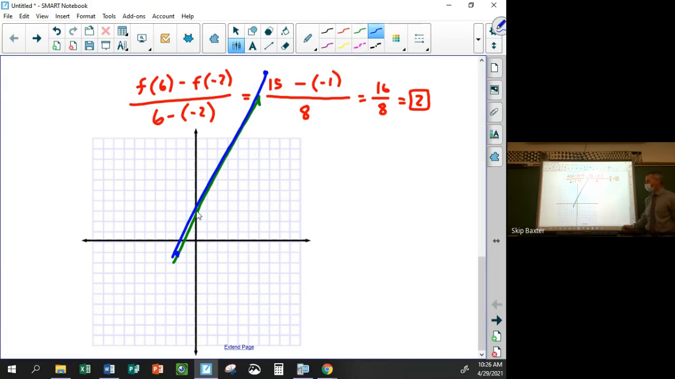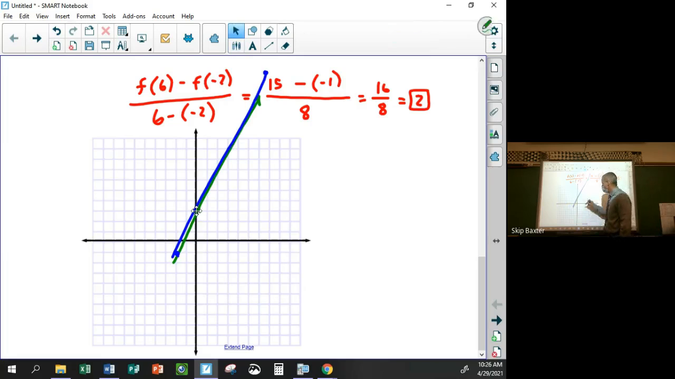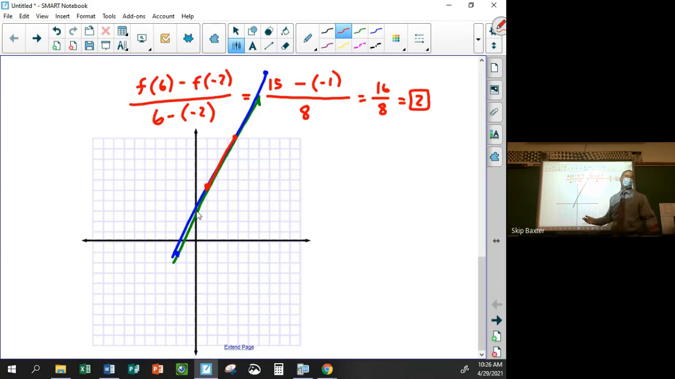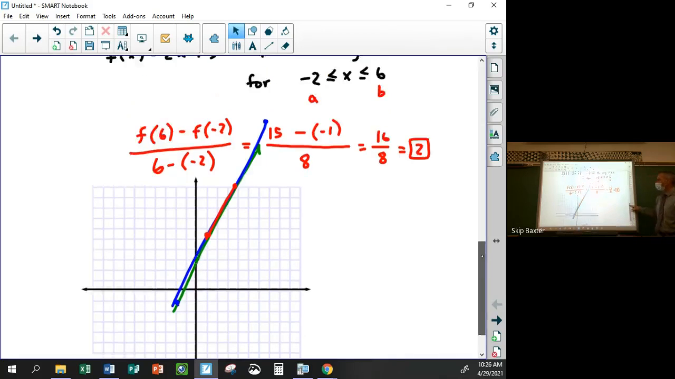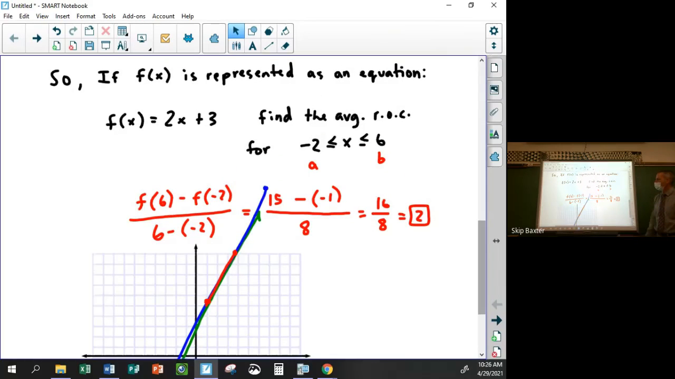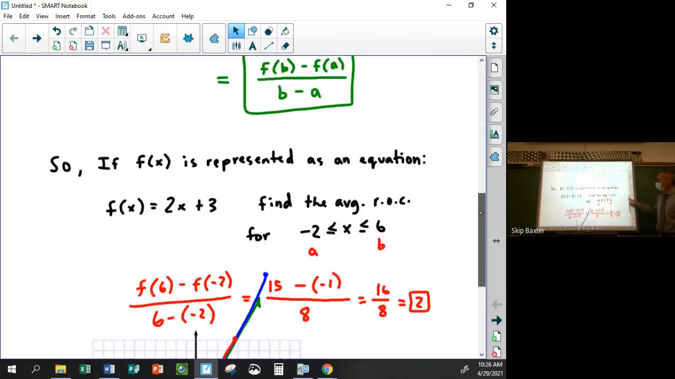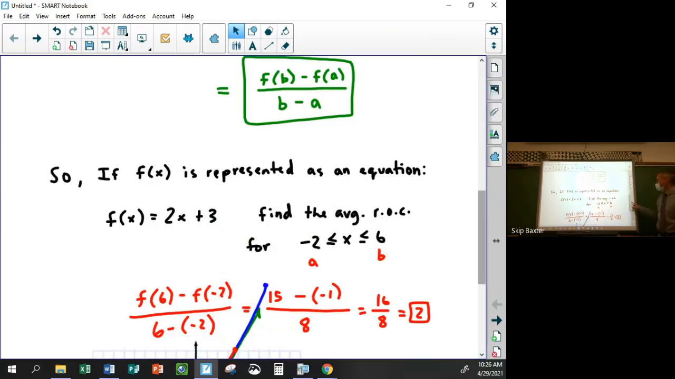Doesn't it make sense that if you have a line and you calculate the slope of the secant line between any 2 points on that line, the slope of that line is going to equal the slope of the line itself? Of course. So it makes sense that our answer ended up equaling the slope of the line. Okay? But this is the formula you need to know to do average rate of change.